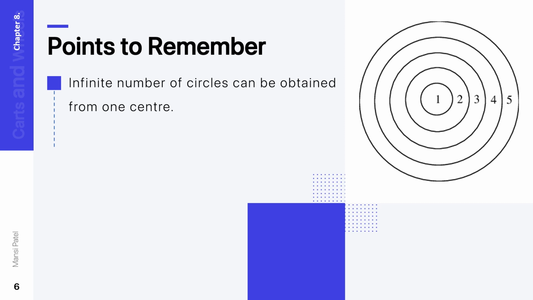These circles are known as concentric circles. Why are they known as concentric circles? Because all these circles have only one center. You can see that the center of all the circles is the same, but the radius is different from circle to circle. So we can say that with the help of one center, we can draw many circles.